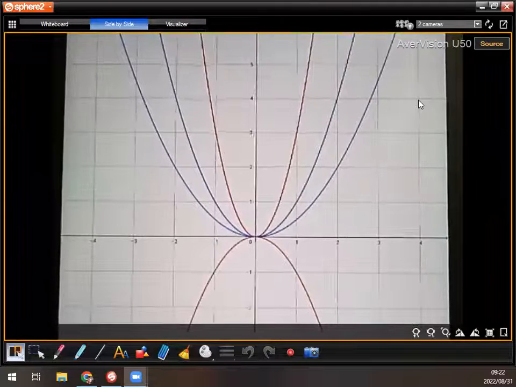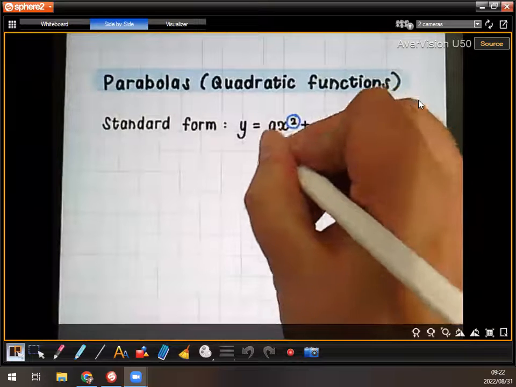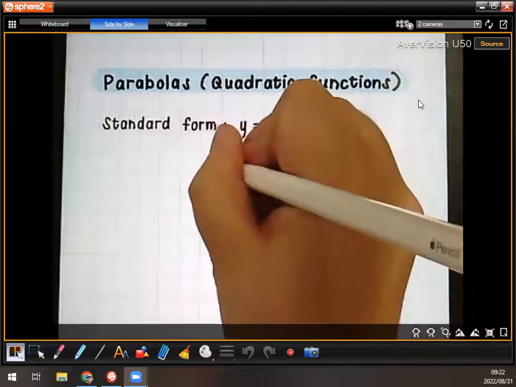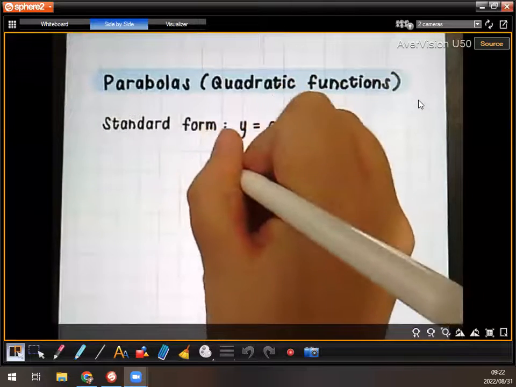Let's go back quickly and write that down. Is the a the x coordinate? No. What do you mean? We haven't looked at the x coordinate. A just has to do with the shape of the graph.